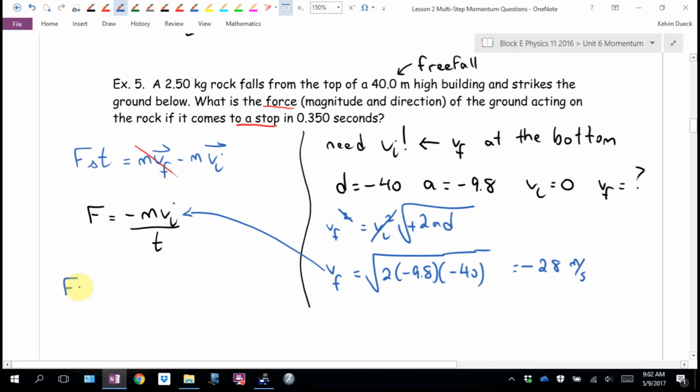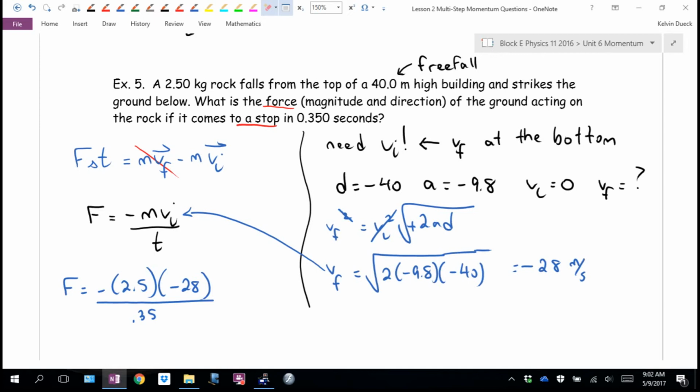We're going to get F equals negative 2.5 negative 28 divided by 0.35. Mobeen, coming back to you, is that okay? And you'll notice here I get a negative times a negative. Mobeen, what's a negative times a negative? I'm going to get a positive. Now, ready? This negative meant down. The fact that I get a positive force, what direction is the force? Yep. Which makes sense if you've ever fallen and hit the ground. I assure you, you felt the force up on your body when you hit the ground.